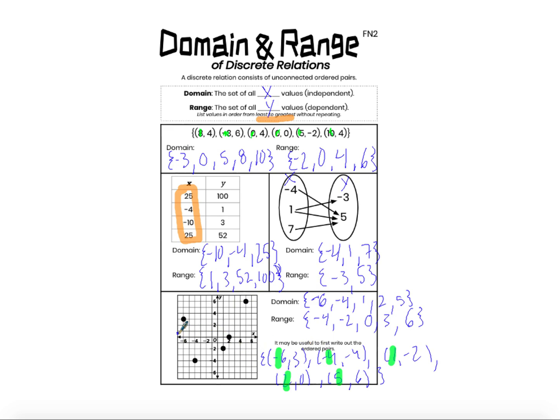So you can just go ahead and write down the ordered pairs and find the domain and range. But the strategy of identifying just directly from the graph the possible x and y will help you out when we move into continuous relations.